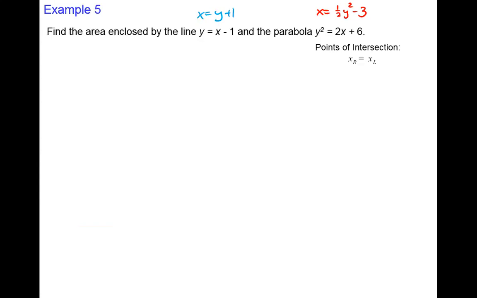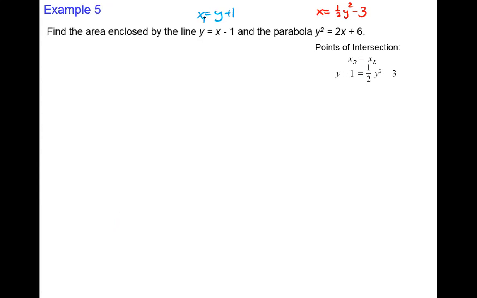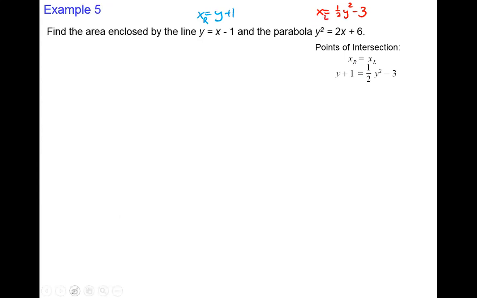Let's see, points of the intersection. I don't still know which one is right, which one is left, but it doesn't matter at the moment. I have one curve, y plus 1, and I have the second curve, 1/2 y squared minus 3. Let's simplify. Let's multiply by 2 and move all of the terms to the left-hand side. I have a nice quadratic equation. I can factor it out, and my y values are -2 and 4.